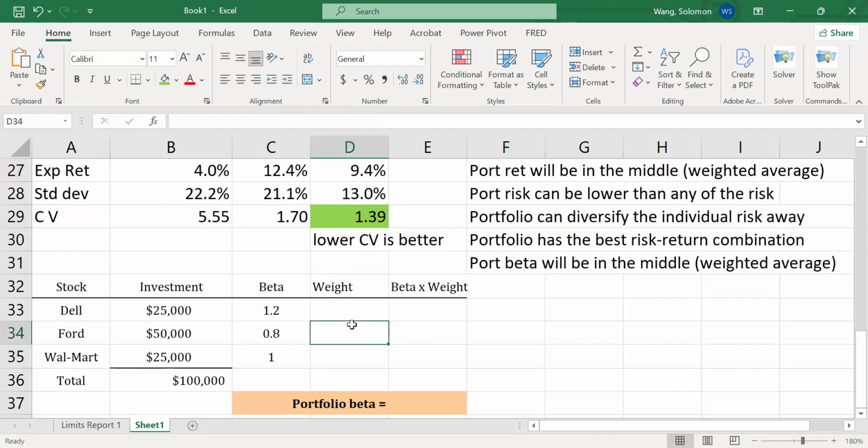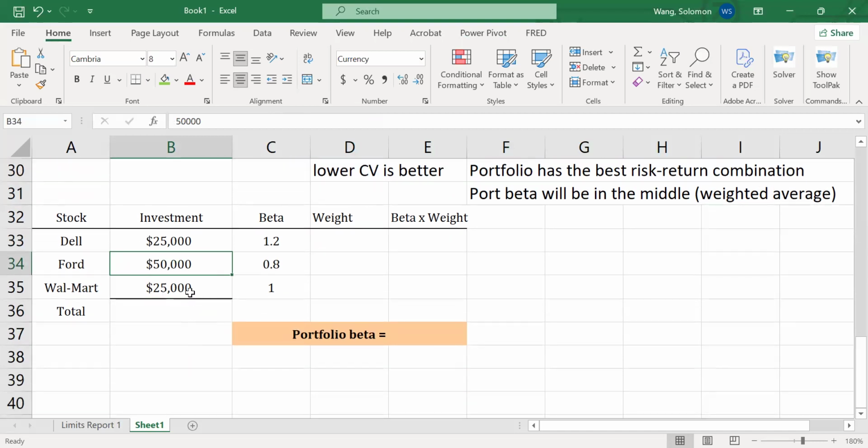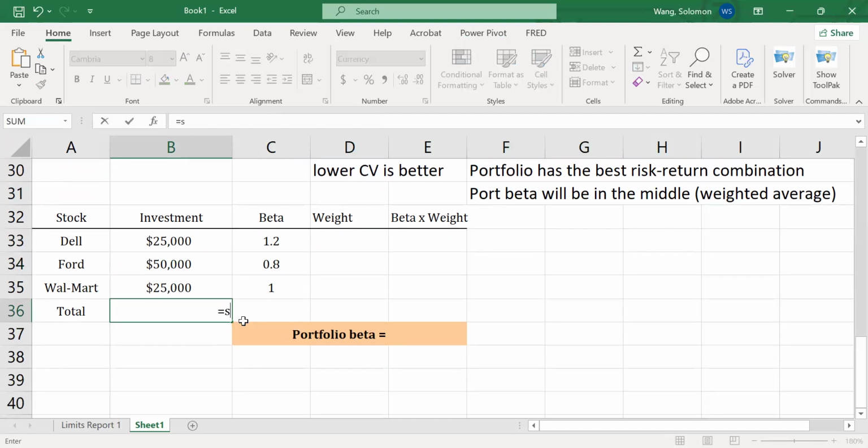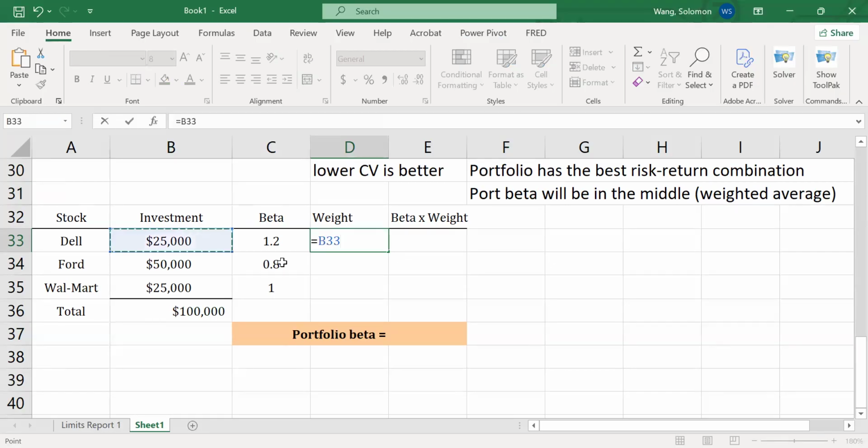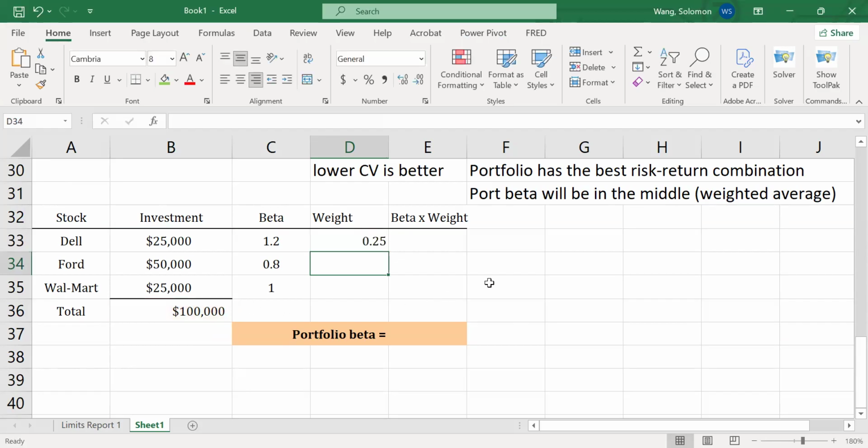So how do you get a weight? Right here, you have some money in Dell, some money in Ford, and some money in Walmart. You need to first get your total investments. So you have 100 grand in the three stocks. And how do you get the percentage weight? The weight is always in percentage. So you use each individual investment divided by the same total. Make sure your denominator is locked. All right, and then drag it down.